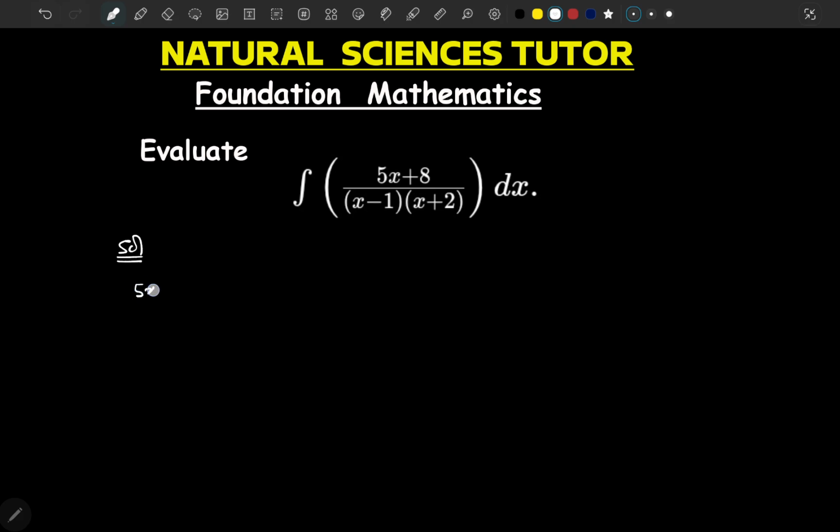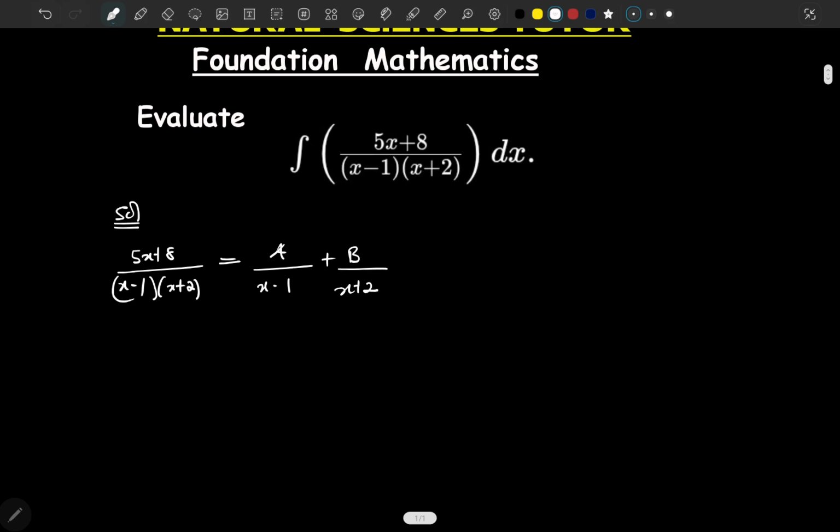So we have 5x + 8 over (x - 1)(x + 2). Follow me properly. Since the factors are linear, it will be easier. The easiest way I do this is to set this equal to 8, then multiply a by the denominator of b, then multiply b by the denominator of a. That's all. Then these are linear.